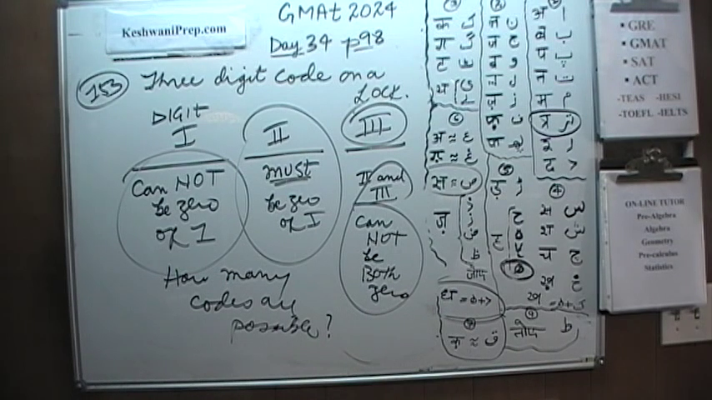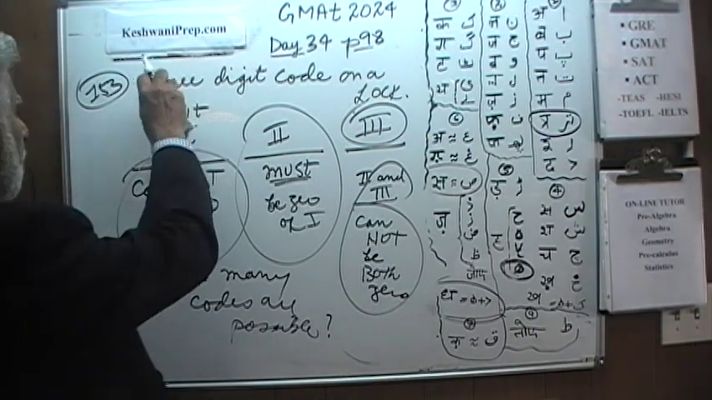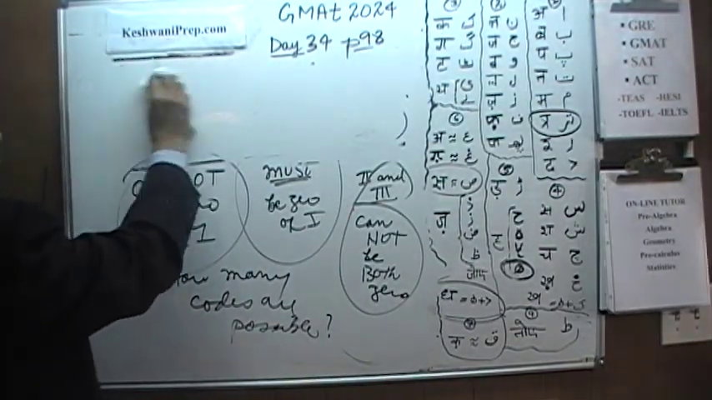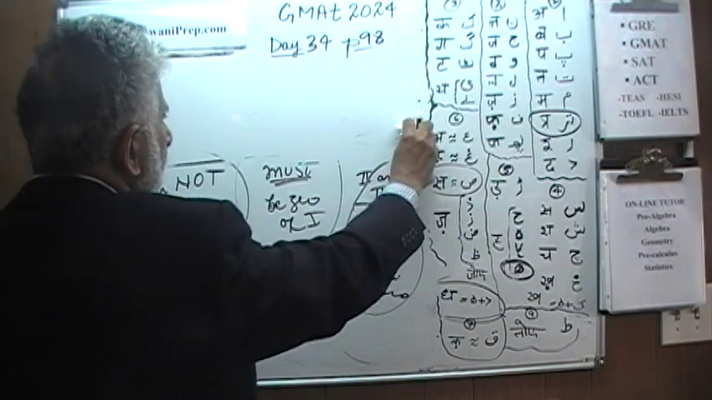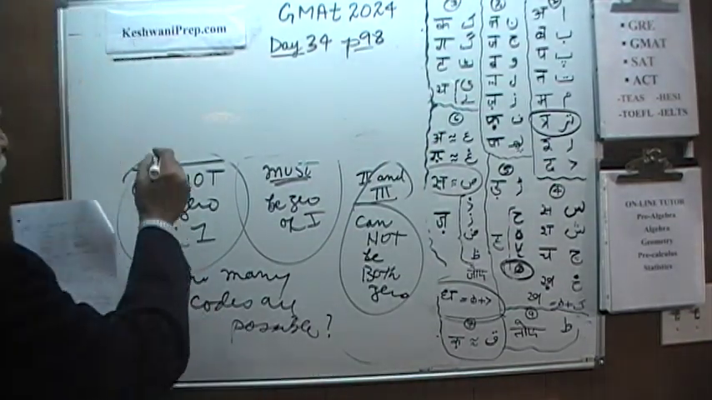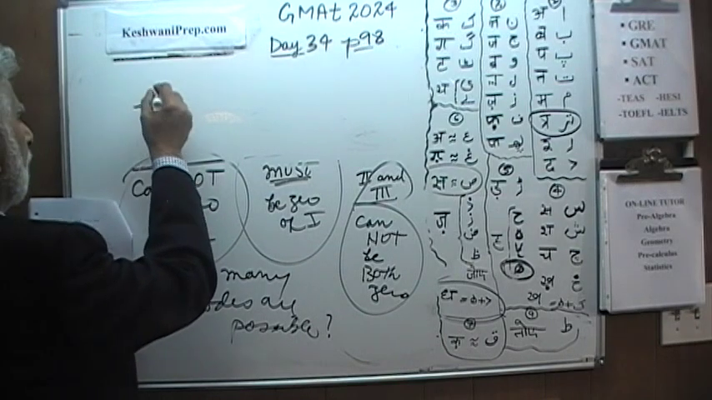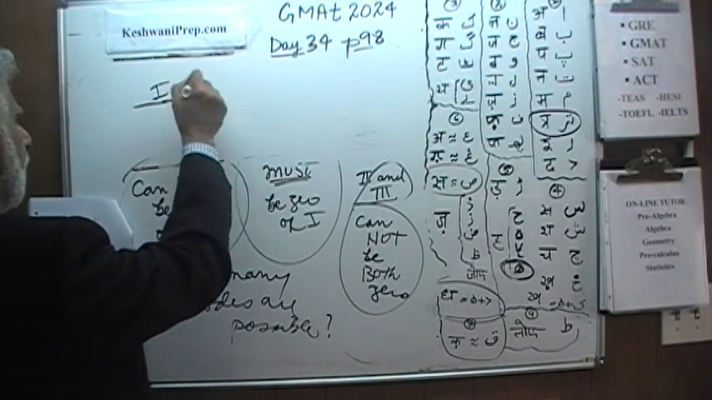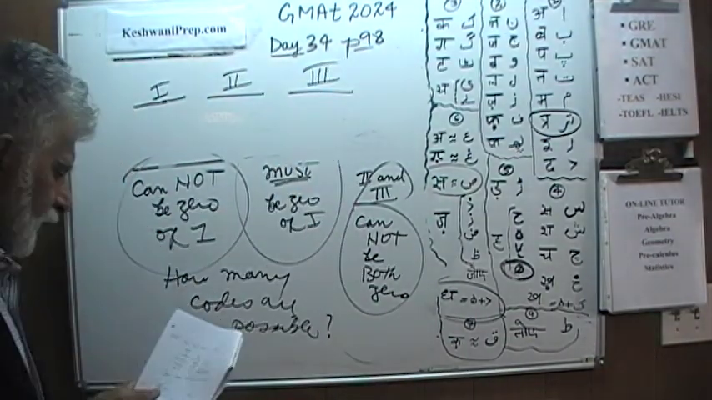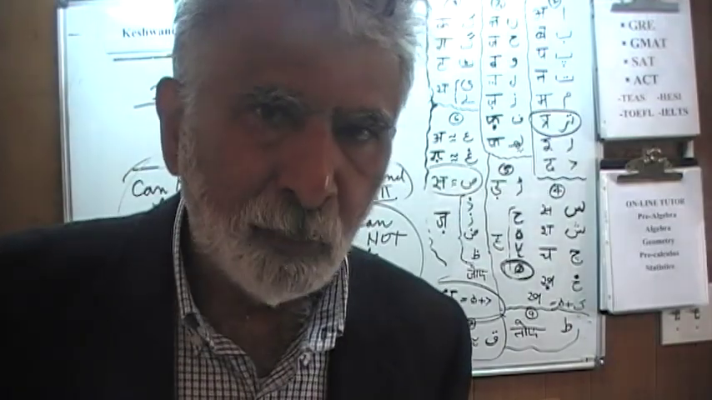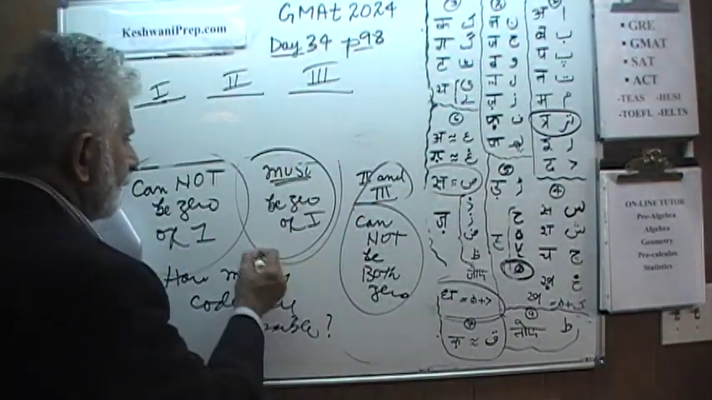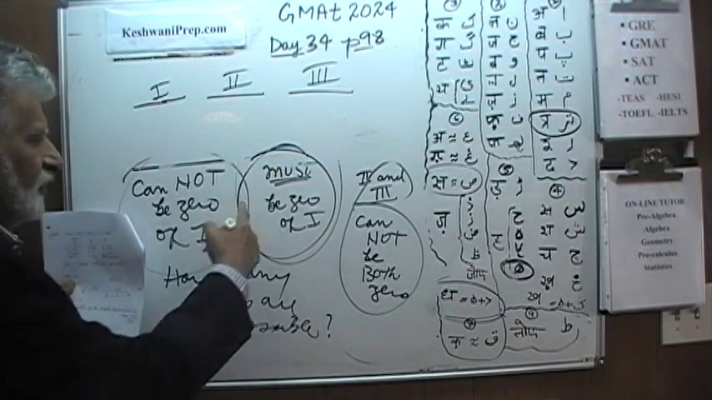Let's take a look at it, shall we? I need the room, so I'm going to erase all of this. We're going to start from the top. Go systematically, that's the key. Go systematically, and you always start with the one that is most restrictive. The most restrictive here is this guy. The second digit must be either a 0 or a 1.